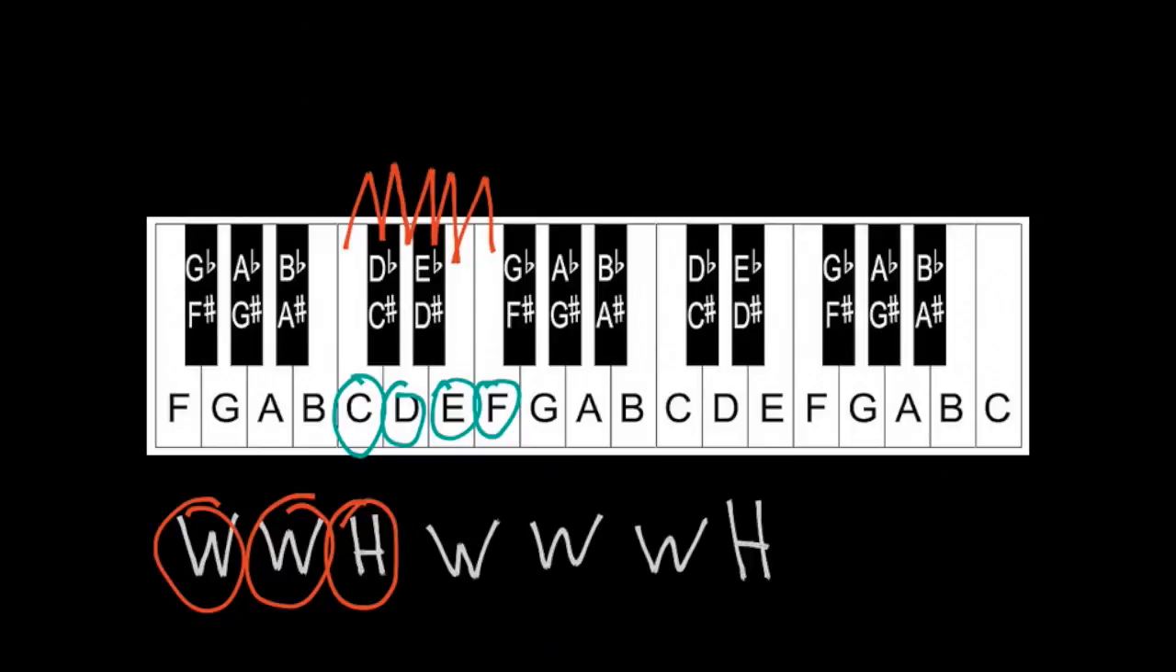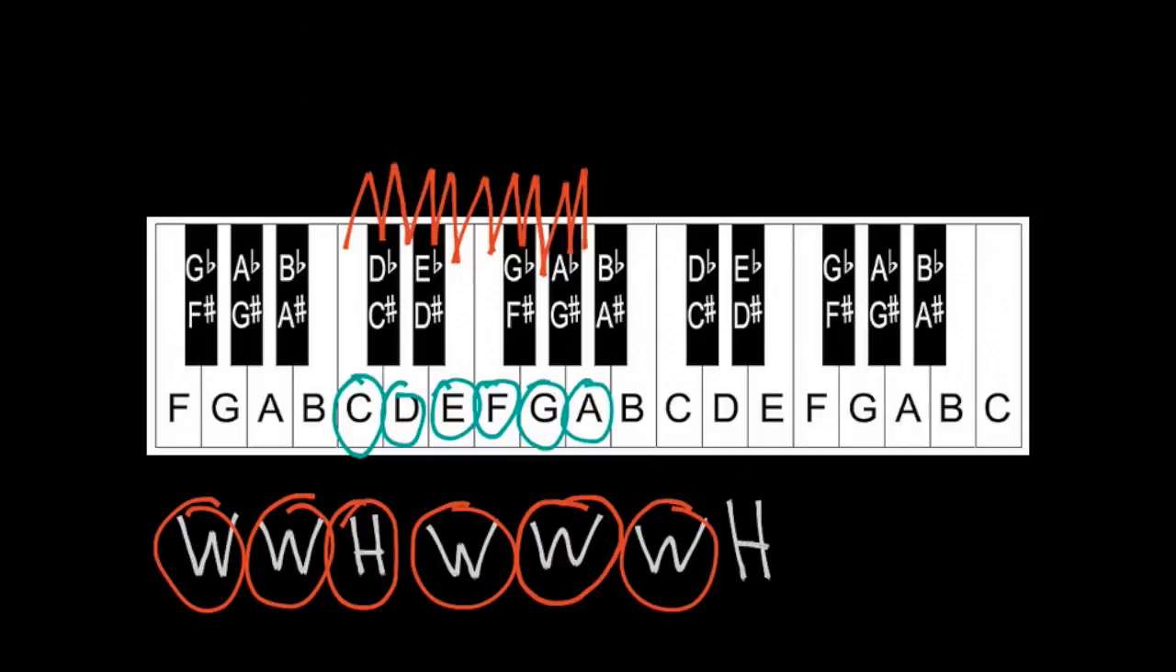From F, we go up 1 more whole step, which is, again, 2 half steps. So 1 and 2. That lands us on G. Then we need 1 more whole step. So we've got 1 and 2 half steps, which gives us A. Then we need 1 more whole step. 1 and 2 half steps, which brings us to B.